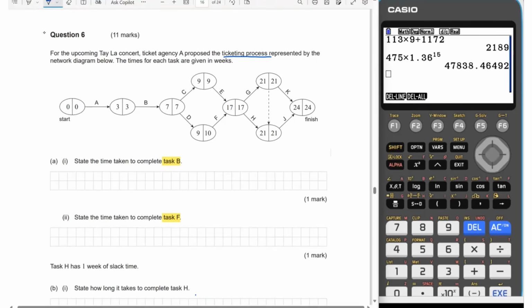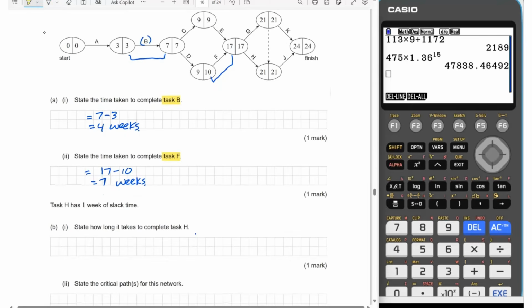In Part A, we will start with B and want to know how long it actually takes to do B, and so we're interested in doing the 7 take 3, which is going to give us 4 weeks to complete task B. And we're going to do a similar thing over in F, where we've got the 10 and the 17 here. To complete task F, it's just going to be equal to 17 minus 10, which is 7 weeks to get task F completed.